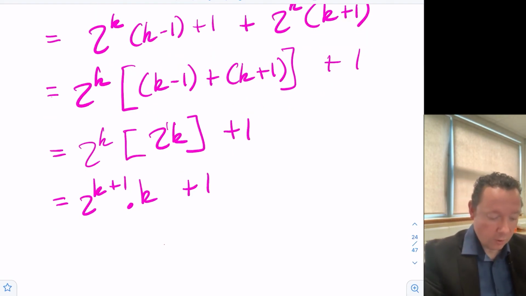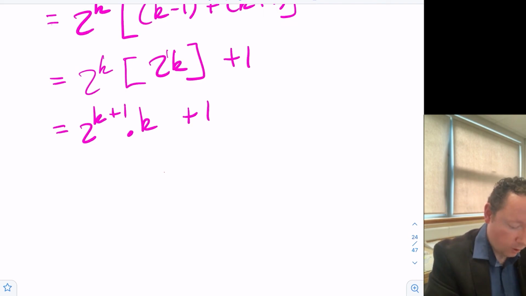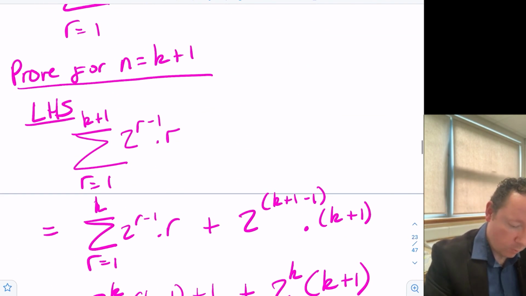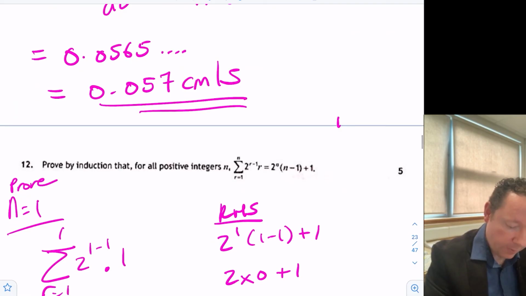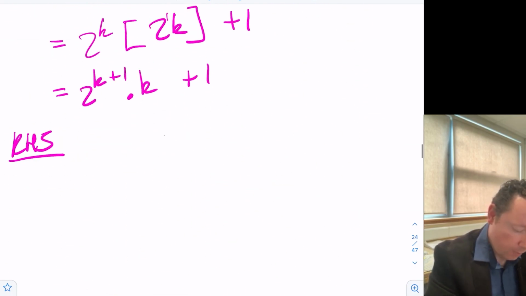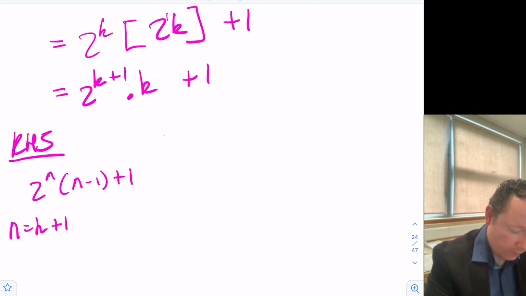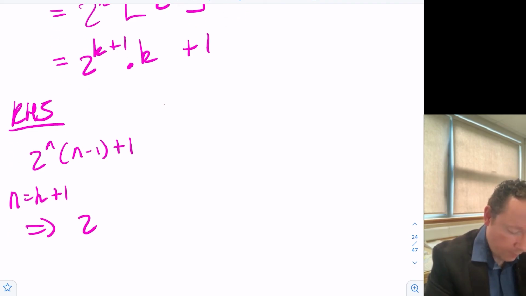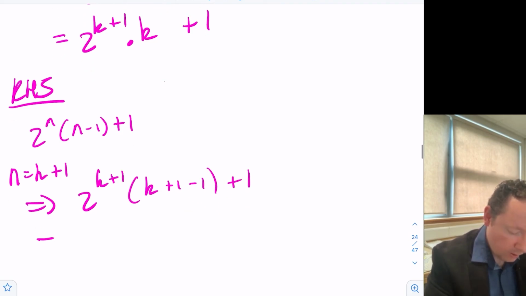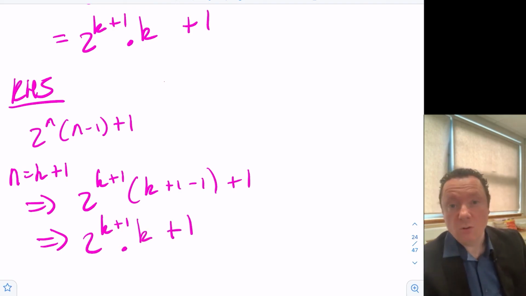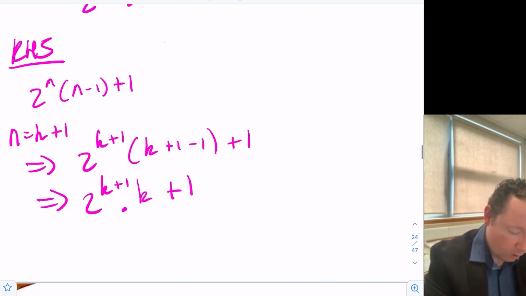Now I suppose it's worth looking at what our right-hand side would be. So if we look at our right-hand side of this, we have got 2 to the n minus 1 plus 1. Let's just write that down. 2 to the n minus 1 plus 1. So this doesn't look quite like that, but when n equals k plus 1, that implies we get 2 to the k plus 1, k plus 1 minus 1 plus 1, which is the same as 2 to the k plus 1. K plus 1 minus 1 is just times k plus 1. So we've got the same result from the left and the right.